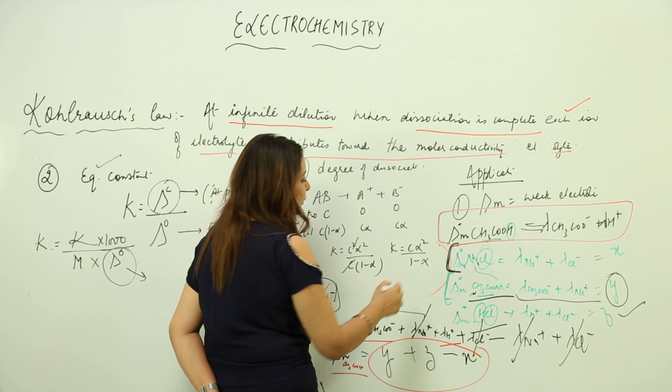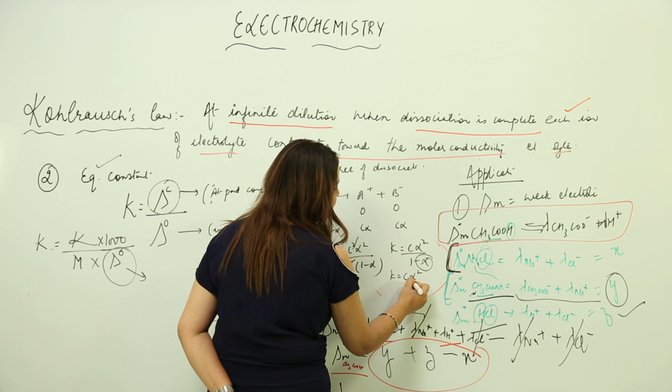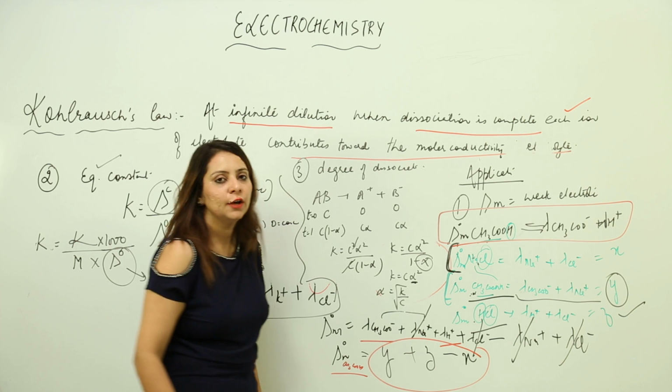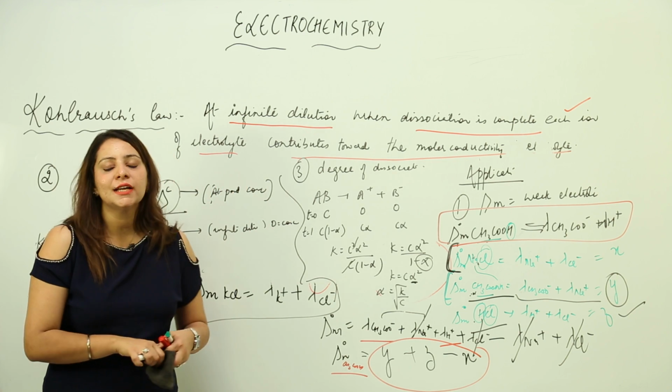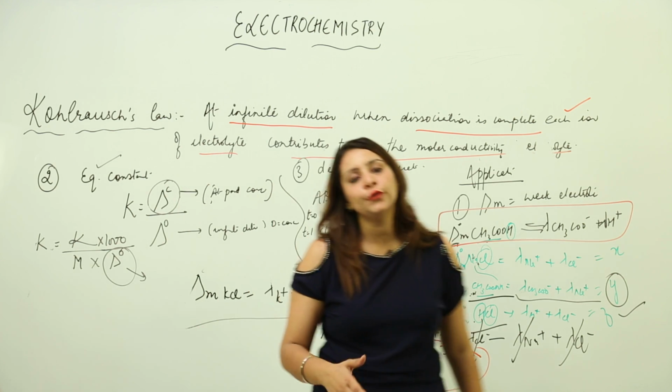For infinite dilution, we just cancel this lambda. We are left with K equal to C alpha square. So this degree of dissociation can be found as the root of K upon C. So like this, you can actually calculate the degree of dissociation. So these are the three important applications we can use for the Kohlrausch law.